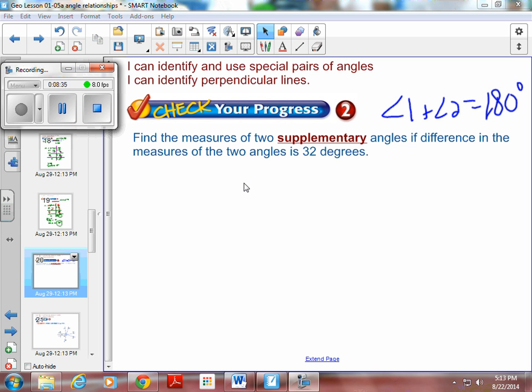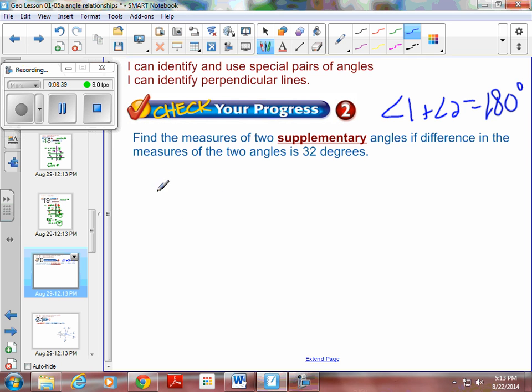means if I subtract the two angles, I should get 32, and therefore one of the angles has to be 32 more than the other one. So if I subtract these two, the x would go away and you just get 32. So if the difference of the measure of the two angles is 32, one's x, one's got to be x plus 32. Now I'm going to add them together and set them equal to 180. So add equals 180, right? Because that's what supplementary means. When you add them together, you get 180.